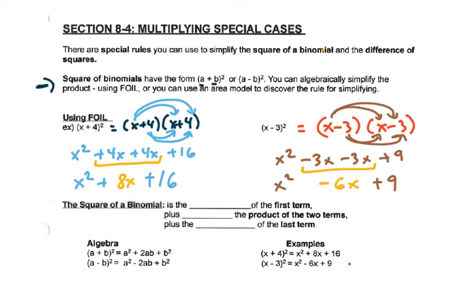What I want to stress here is the pattern that emerges. What we see in the middle is that we're actually just doubling 4x here, and we're just doubling negative 3x here. And that's exactly what always transpires: the middle term gets multiplied twice by itself.